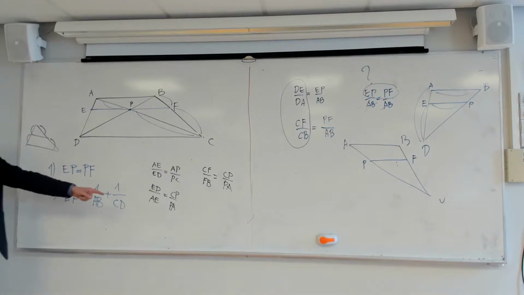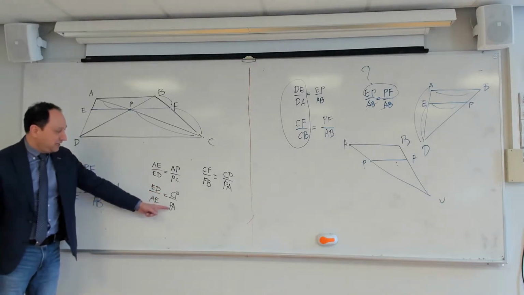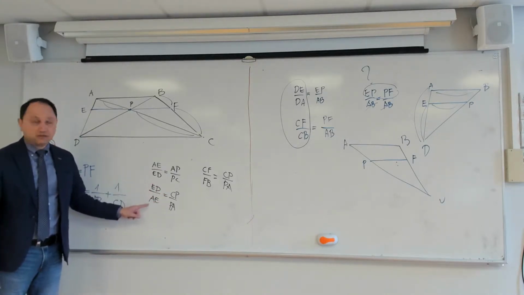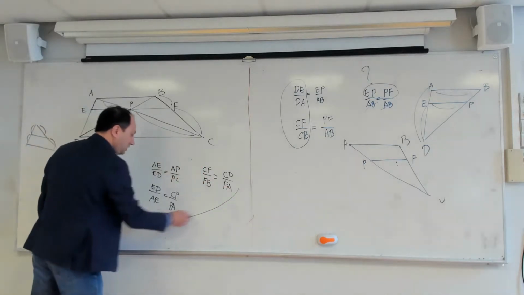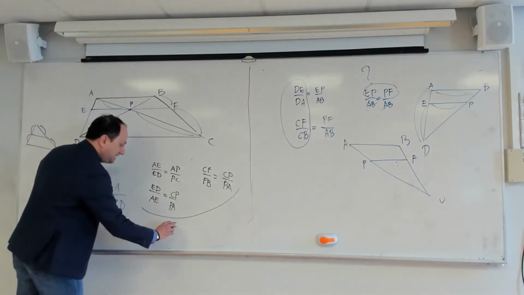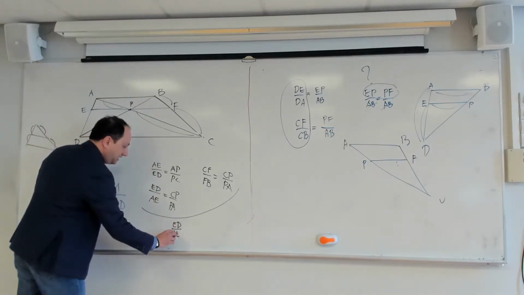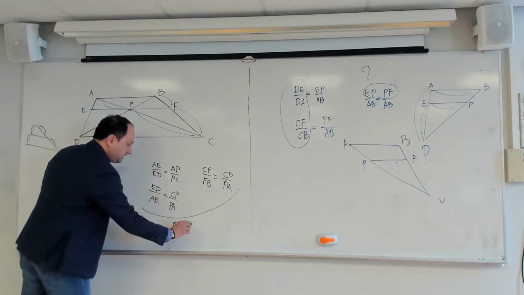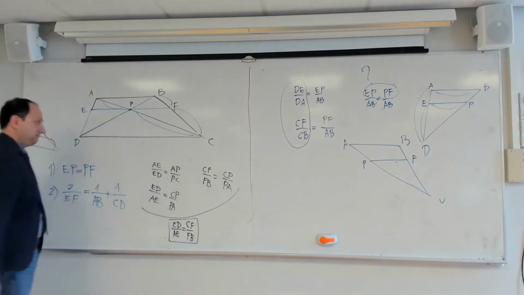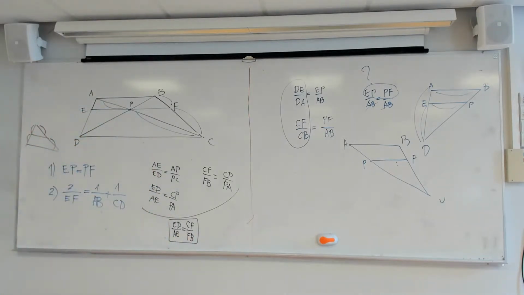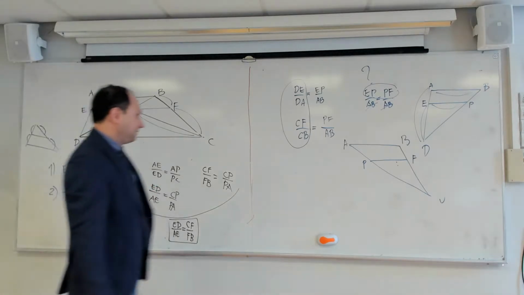Now what you can conclude, you see, CP over PA on the one hand is equal to this, on the other hand is equal to that. So the conclusion coming out from here is that ED over AE is equal to what? CF over FB.